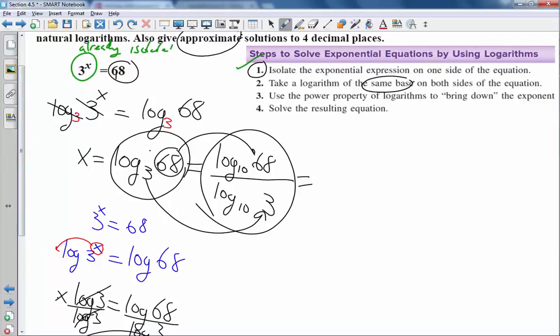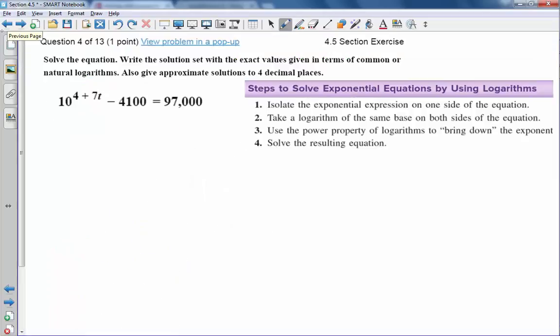Otherwise, use log or, I'm sorry, ln. Alright? Any questions? Alright, this was quite simple. This is a little bit one level up.